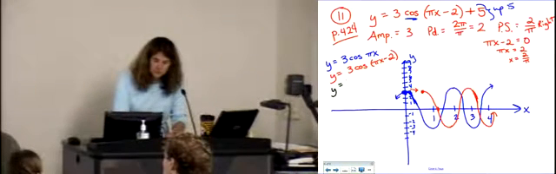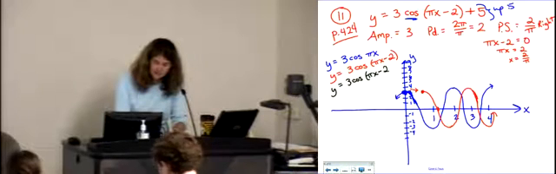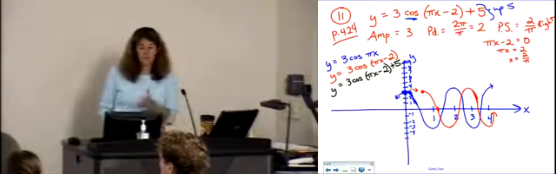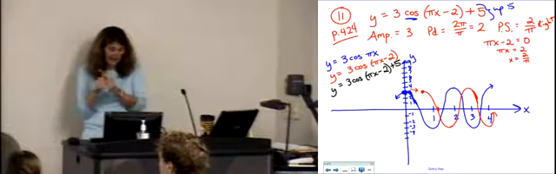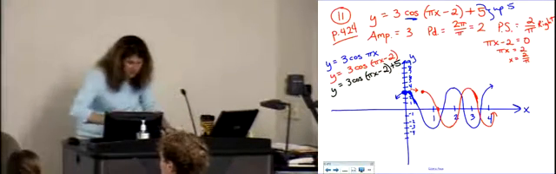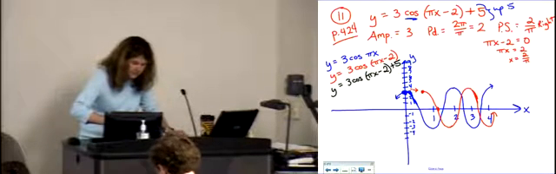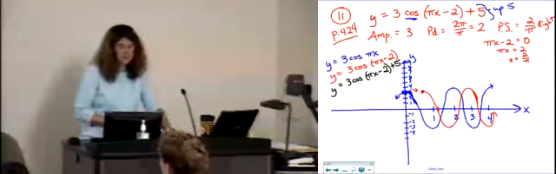Now I'm going to do 3 cosine pi x minus 2 plus 5. So now the one that was in red, I'm going to move it up 5 to further complicate matters. So where's this point? Where's that going to go to?